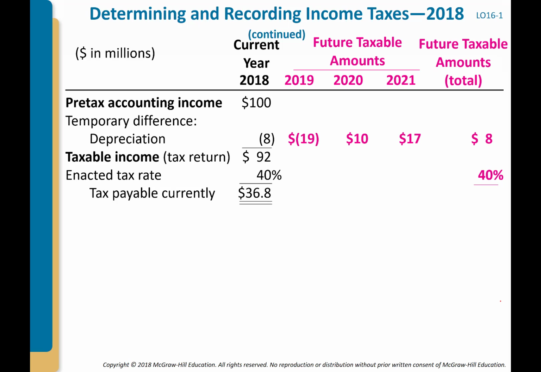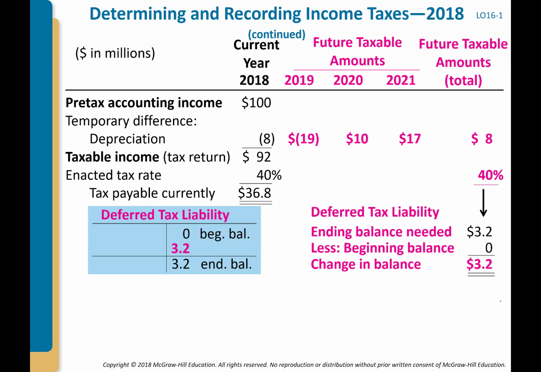Then I multiplied that by 40%. And so I'm going to need 3.2 in my deferred tax liability because I'm going to have to pay tax on 8 more dollars, net. 19 more is coming in 2019. I'll pay less tax there, but then I'm going to have to pay more tax in those future years when this reverses, right? So it comes out to 3.2: the 8 that is deferred, times 40%, is 3.2. Since the beginning balance is 0, the ending balance needs to be 3.2.